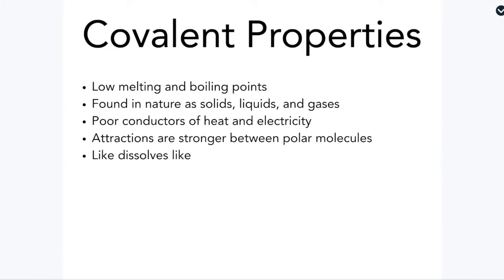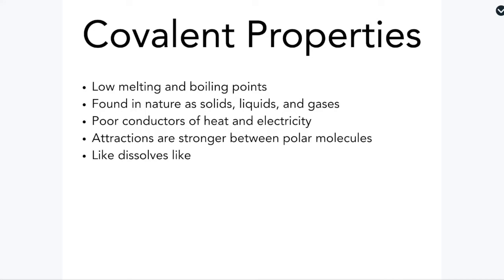All right, so whenever you have a covalent compound, it has some unique properties compared to something like an ionic compound. Covalent compounds have low melting and boiling points. Think about the fact that water is a covalent compound. Water melts at 0 degrees Celsius and boils at 100 degrees Celsius.